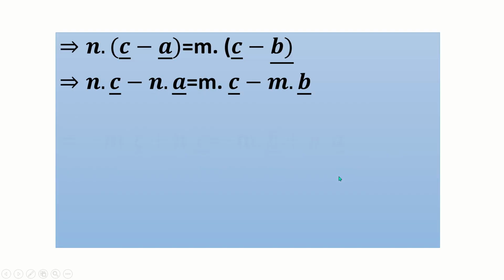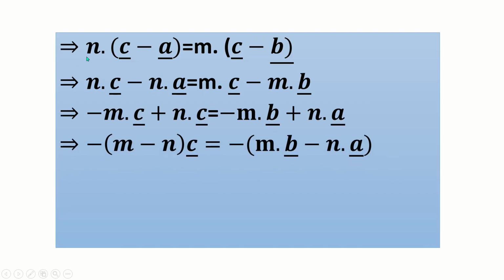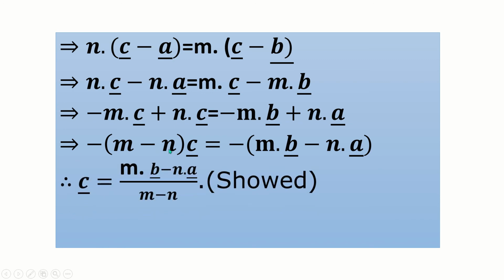Next, follow. That means N into C vector minus A vector equals M into C vector minus B vector. Now calculate, just multiplication. Now convert the MC vector to the left side and the NA vector to the right side. Now take common minus, here also minus, both sides minus minus cancel, therefore C vector equals MB vector minus NA vector divided by M minus N. Short. Clear?